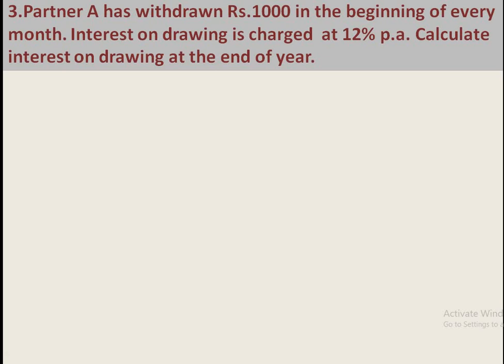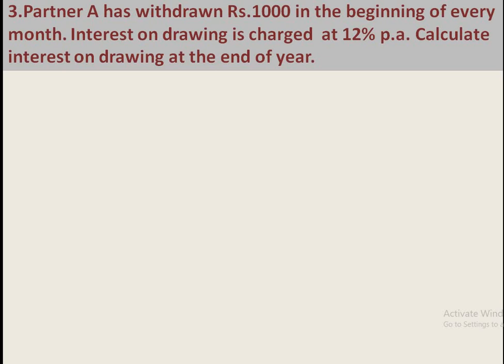Okay, guys, this is exactly the sum you have in your exercise book, in your textbook, but with a minor change. Partner A has withdrawn rupees 1,000 in the beginning of every month. This is new. Interest on drawing is charged at 12% per annum. That is the rate of interest on drawing. Now you need to calculate interest on drawing at the end of year.